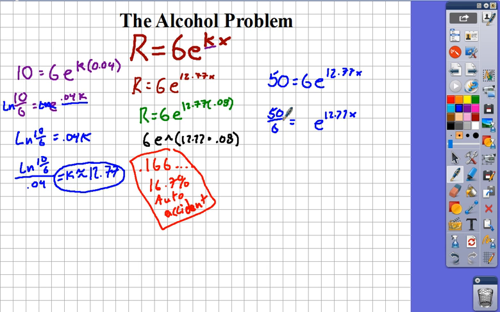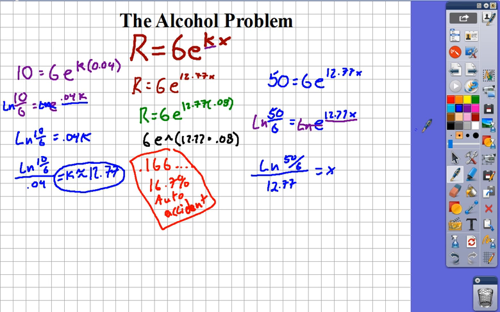Of course, you could reduce this to 25/3, but there's no need to. We're going to end up using our calculator in the end here. So again, to get rid of the e, let's take the natural log of both sides. And the natural log of e cancels, just leaving us with the power. So we end up with the natural log of 50 divided by 6, all divided by 12.77, so we can get x by itself.